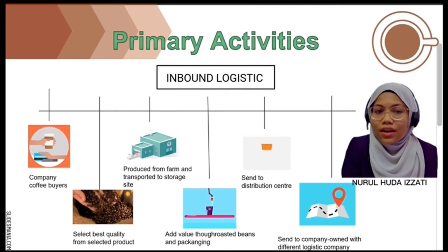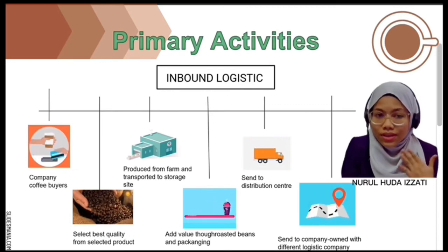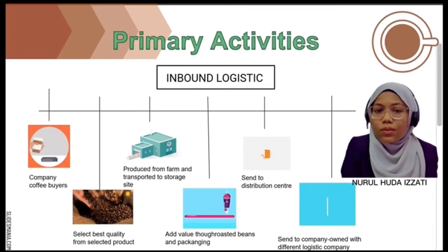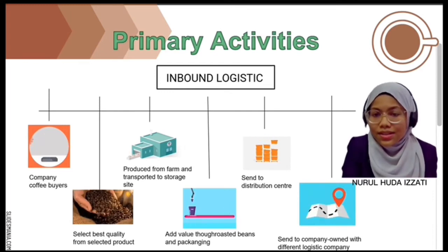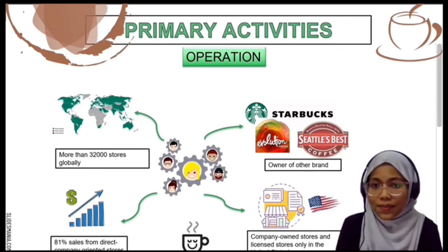Then the beans are sent to the distribution center, and from there, some are even sent to stores company-owned and operated by other logistics companies. Okay, moving on to the next component in the primary activities, which is operations. Starbucks has been operating in more than 80 markets and 32,000 stores globally.